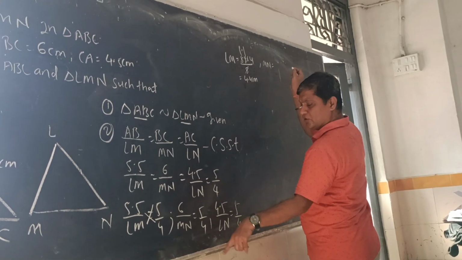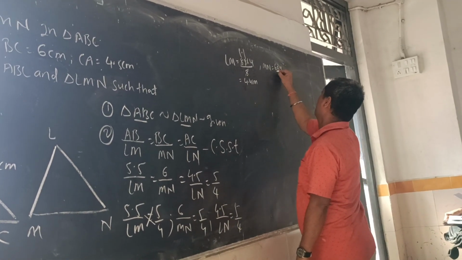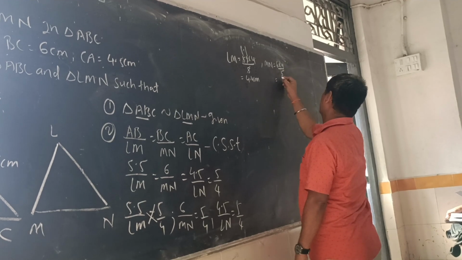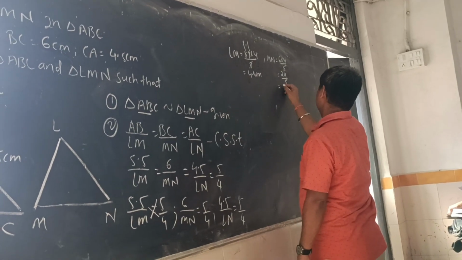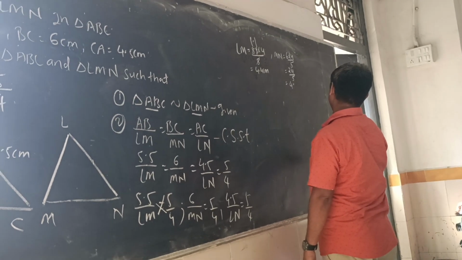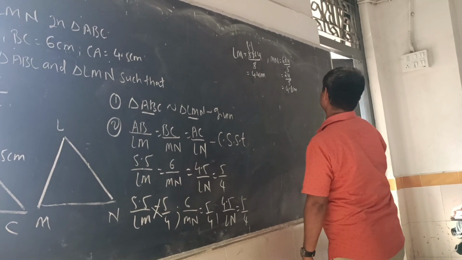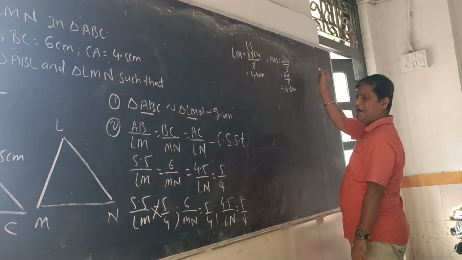Now here the second one. MN is equal to, cross multiply, 6 into 4 upon 5. 6 into 4 is 24 upon 5, which is 4.8. 4.8 centimeter.